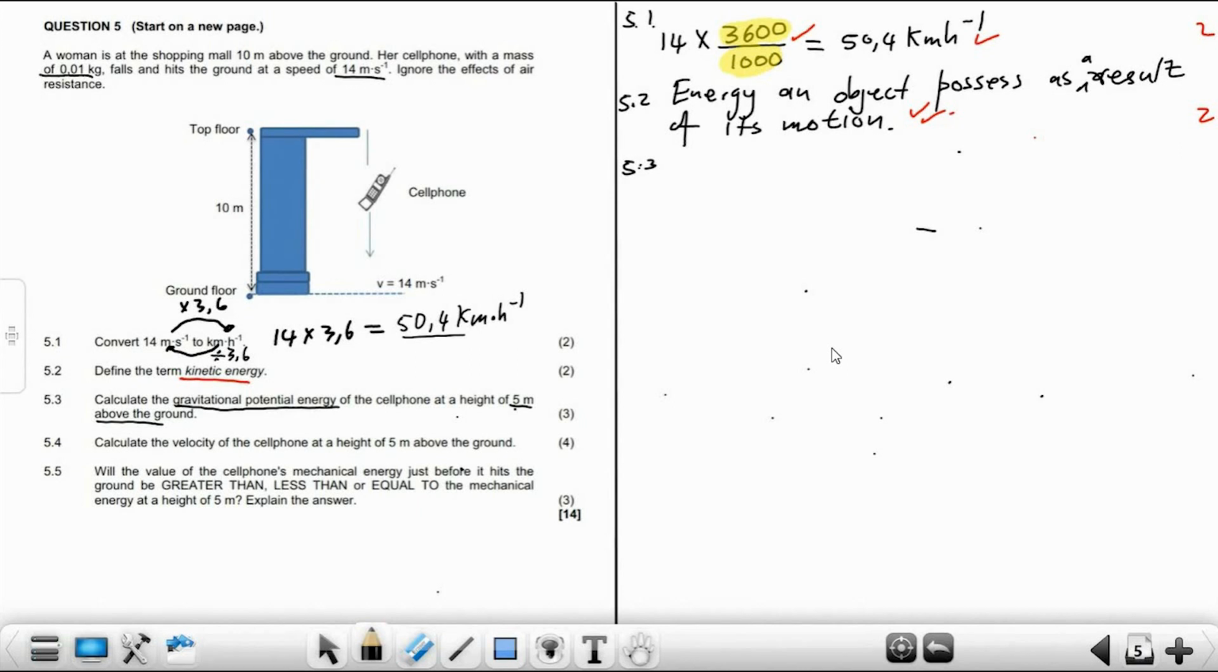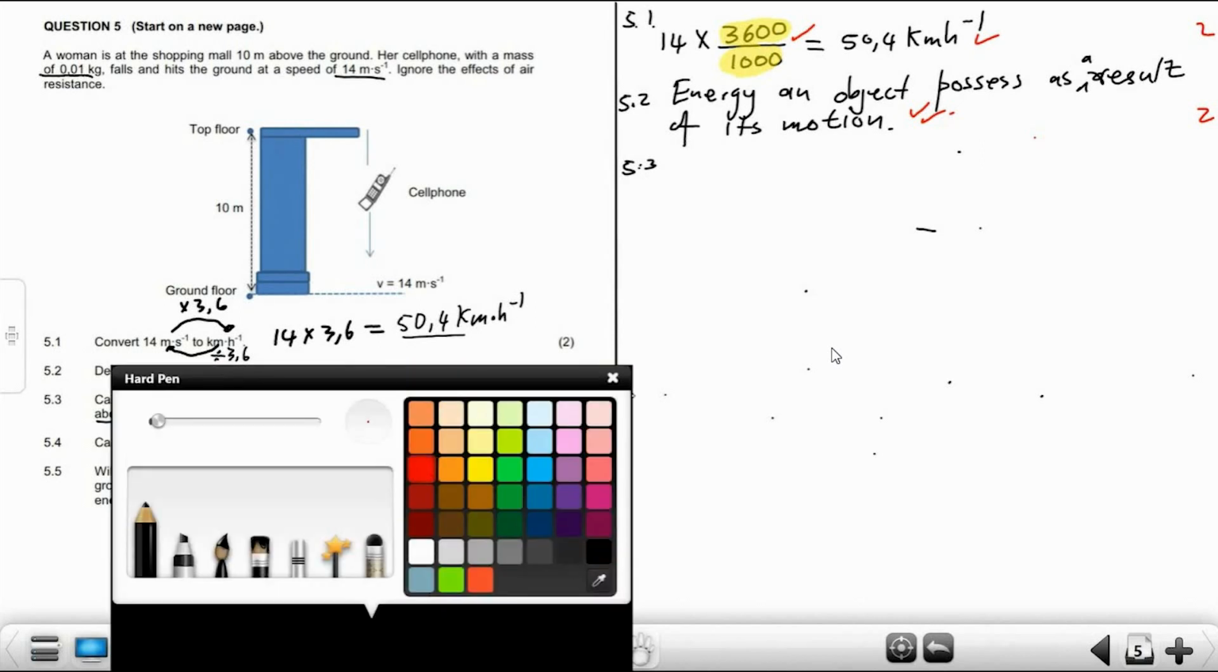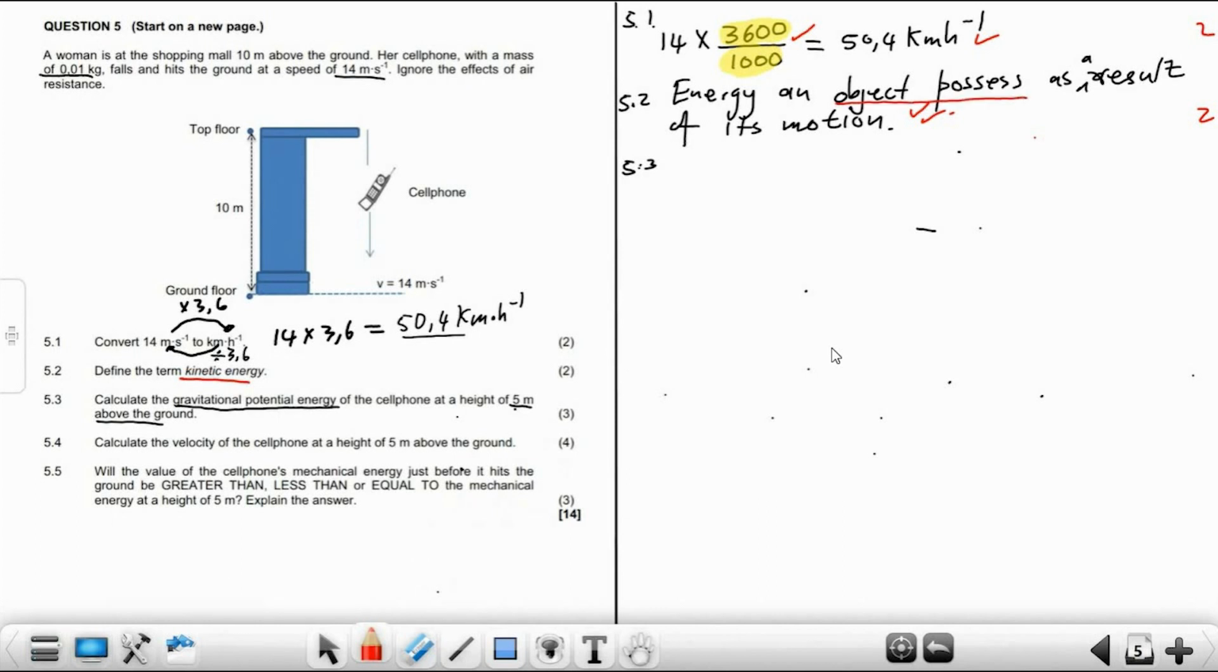Then at 5.2, it says now define the term kinetic energy. So kinetic energy, we did say it's an energy possessed by an object as a result of its motion. So remember, this one is a definition. So if it's a definition, it should be 2 marks. And you should have the keywords that we are looking for: energy that an object possesses as a result of its motion.